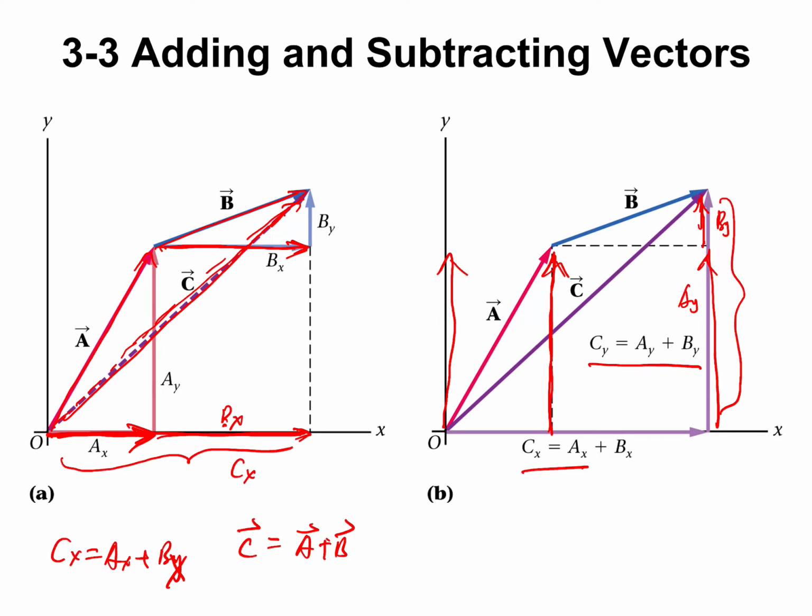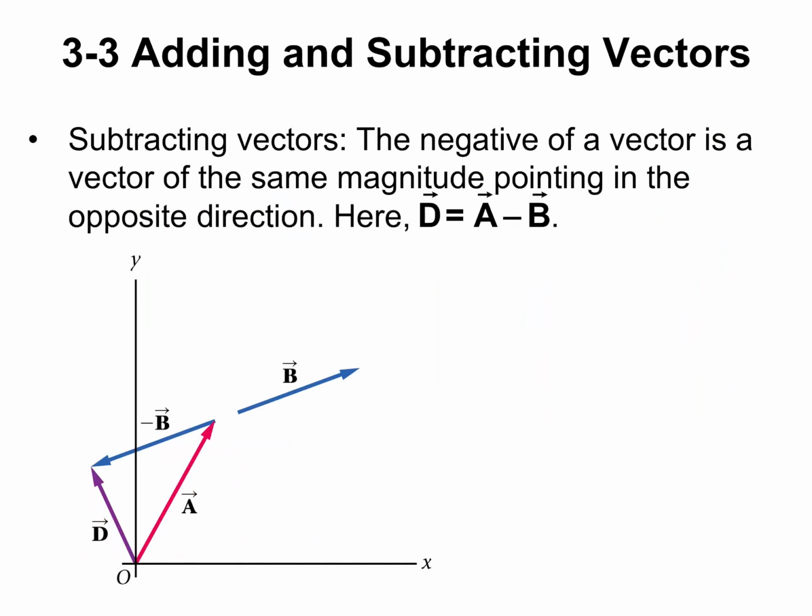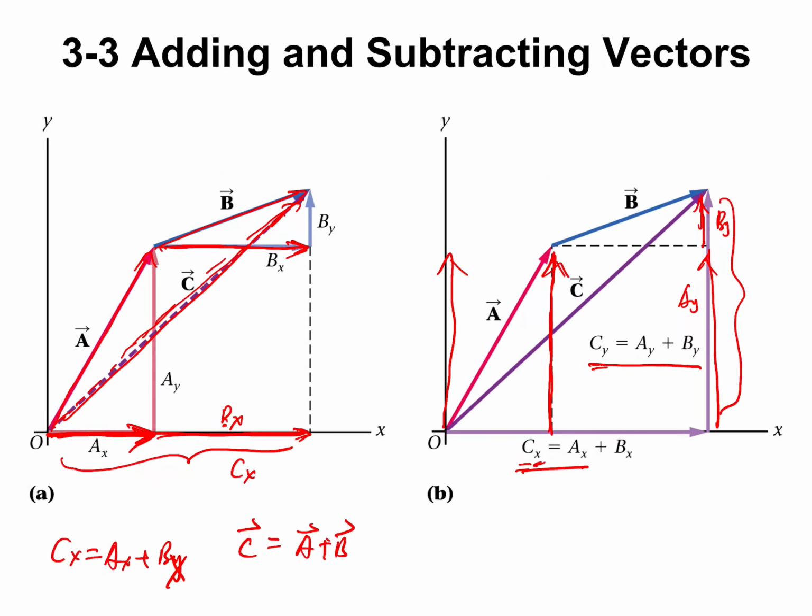Okay, so this graph proves that you can just add all the X components together and add all the Y components together to find the resultant vector's X component and the Y component, right? And then once you know the components of the vector, you can go to the direction and magnitude of the vector.